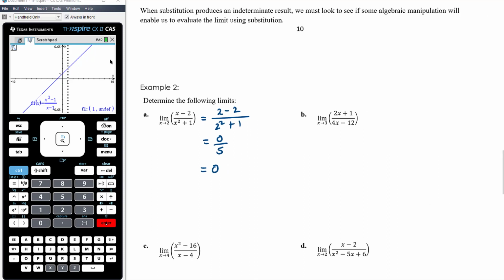Alright, part B. Limit as x approaches 3. Now, if I were to substitute x equals 3 into here, the denominator would be 0. So if I were to do this, we're going to get 2 times 3 plus 1 over 4 times 3 minus 12. So that is 6 on 0. Now this is not indeterminate because it's not 0 on 0, it's 6 on 0. 6 on 0 is undefined. So this limit is undefined.